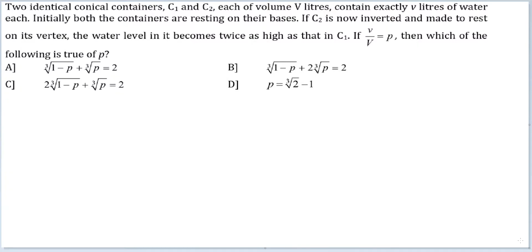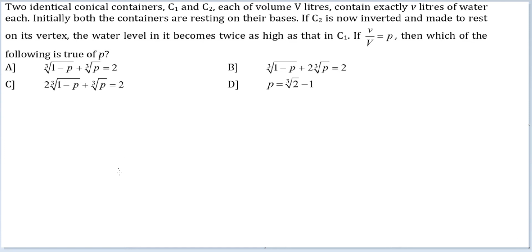Let's look at this question. Two identical conical containers C1 and C2, each of volume V liters, contain exactly small v liters of water each. Initially, both the containers are resting on the base. If C2 is now inverted and made to rest on its vertex, the water level in it becomes twice as high as that in C1. If small v by capital V is equal to P, then which of the following is true of P?